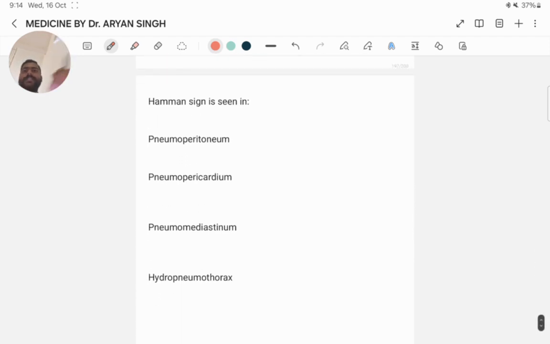Next question. Hamman sign is seen in pneumoperitoneum, pneumopericardium, pneumomediastinum, or hydropneumothorax. Pneumomediastinum is the answer, because the Hamman sign is heard during auscultation of the chest and is associated with a specific condition called pneumomediastinum. It refers to the crunching or crackling sound synchronous with the heartbeat, known as crepitus, caused by air within the mediastinum. The sound is best heard along the left sternal border.